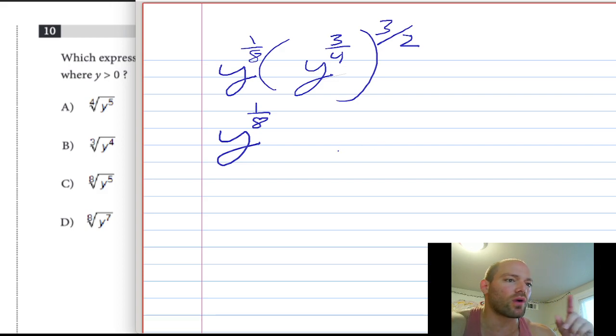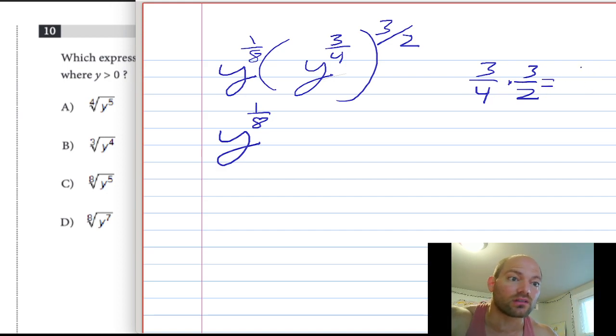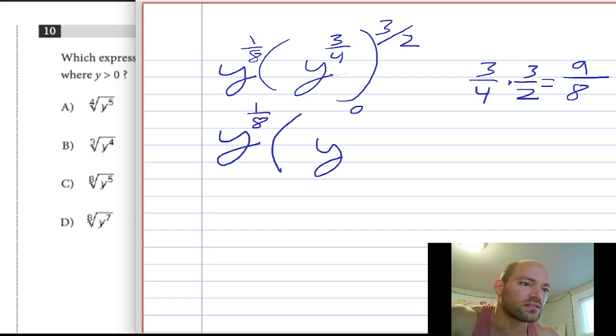But the y to the 3/4 to the 3/2, we just gotta multiply those exponents. Okay? Multiply fractions, pretty straightforward. 3/4 times 3/2, just multiply them across, right? Numerator times numerator, denominator times denominator. 3 times 3 is 9, 4 times 2 is 8. So now we have y to the 1/8 times y to the 9/8. Oh, well, that is very convenient.